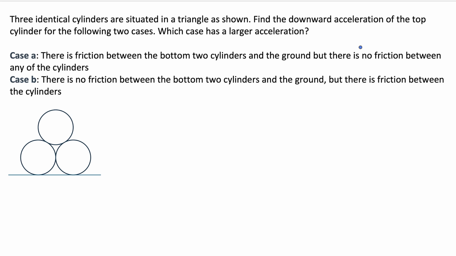Three identical cylinders are situated in a triangle as shown. Find the downward acceleration of the top cylinder for the following two cases. And we also need to find in which case the top cylinder will fall faster, or the top cylinder will have a larger acceleration. The first case is that there is a friction between the bottom two cylinders and the ground. So case one is the friction is here.